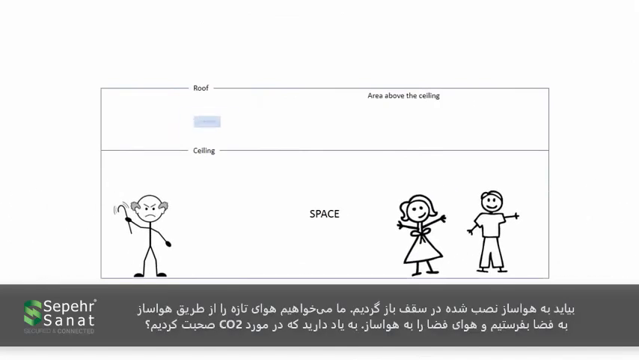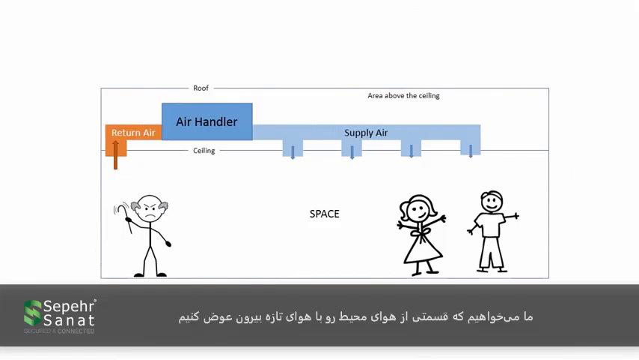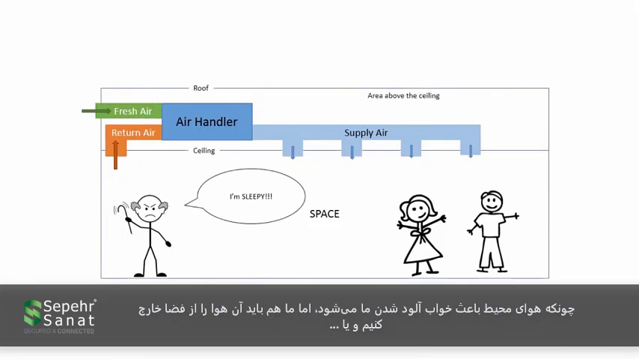Let's get back to the air handler in the ceiling. We're going to have supply air coming from the air handler going to the space. We're going to have air from the space going back to the air handler. And remember the CO2 that we talked about earlier? Yep. We're going to want to replace some of that air with fresh air from the outside. Because it makes us sleepy.